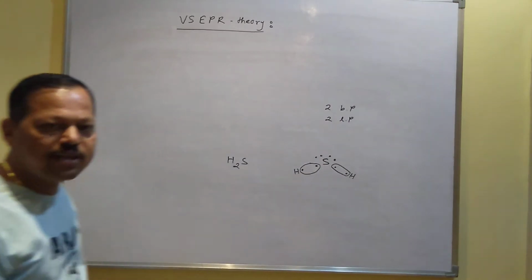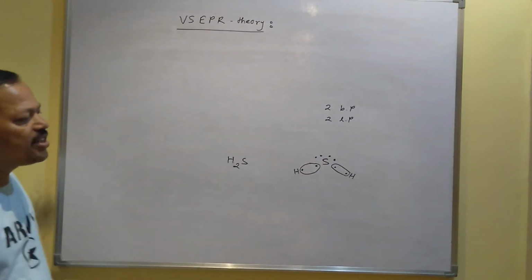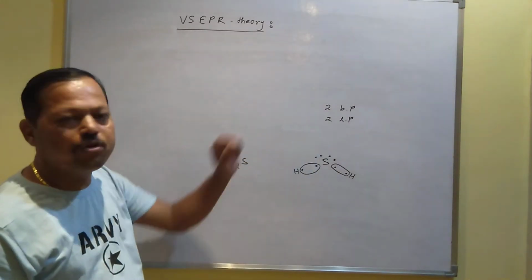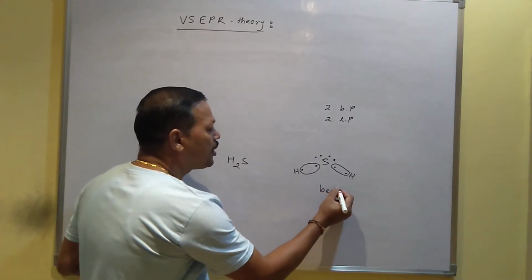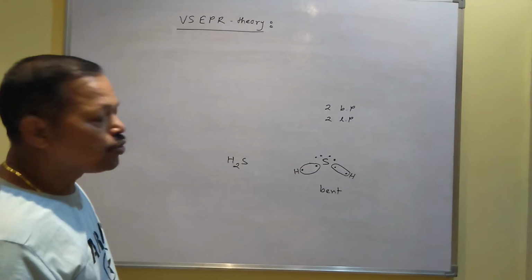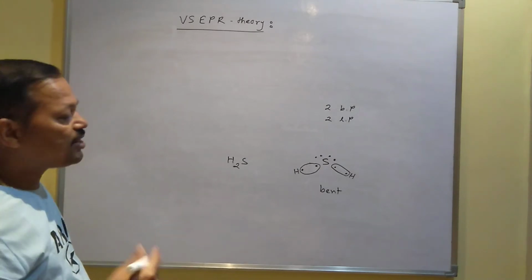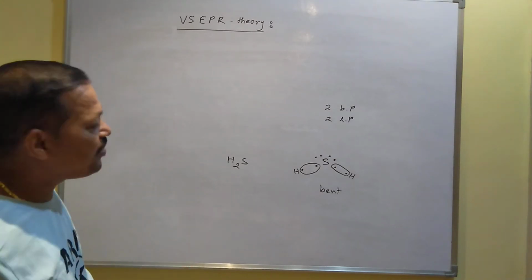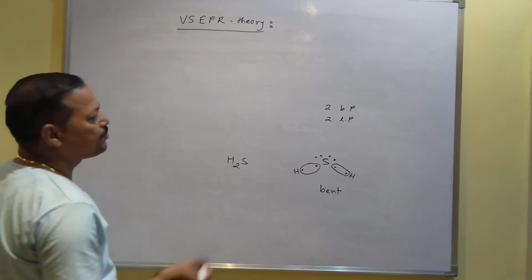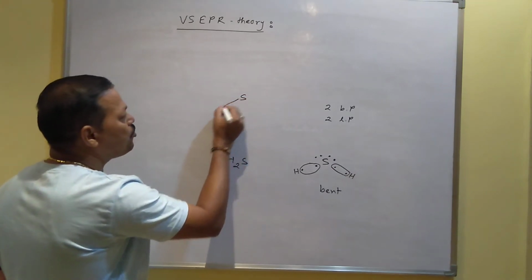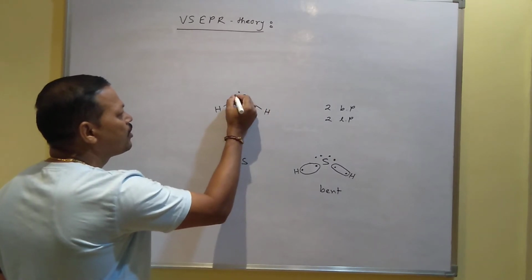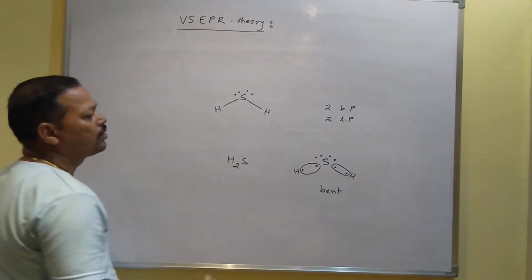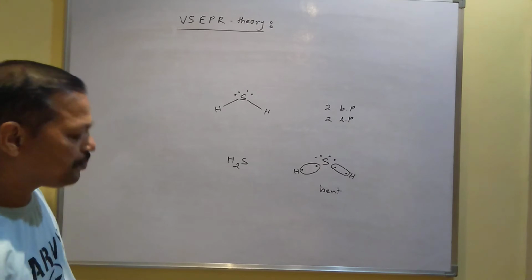So I have given the table. If the central atom contains 2 bond pairs and 2 lone pairs, then what will be the shape? The shape of the molecule will be bent shape. So from the table you can find out the structure of different molecules. So if you want to write the H2S structure, you have to write like this, which is called the bent shape.